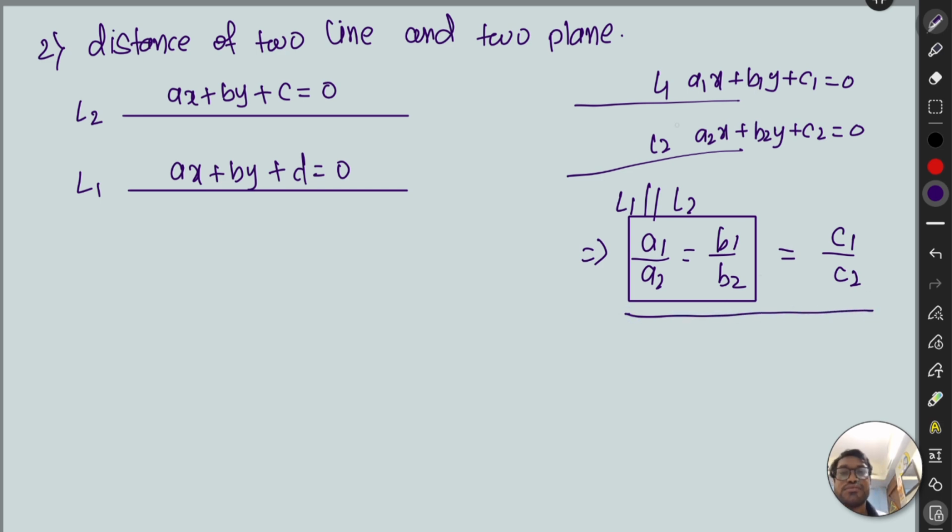So we are not going to this part. We'll just study the distance between two lines.